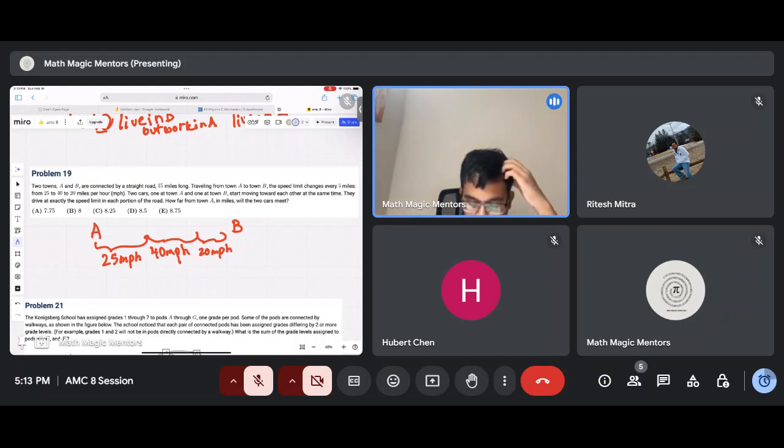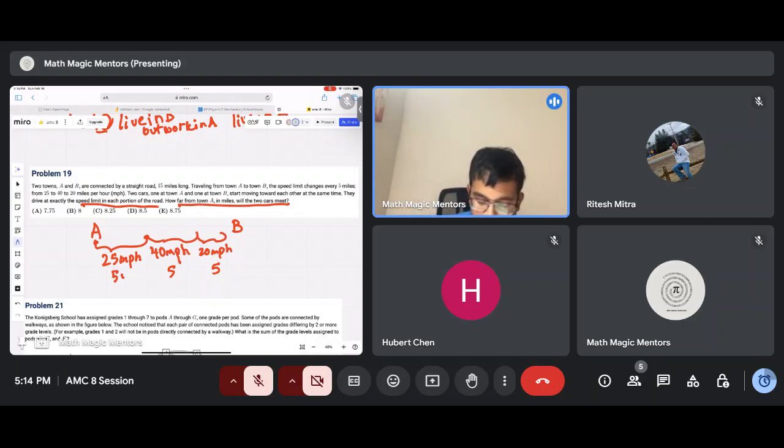Right. Okay. So we have to find the speed limit in each portion of the road. Or they drive at exactly the speed limit in each portion of the road. So we have to find when the cars will meet and the distance from town A. Okay. So we can see that visually. So this is 5 and this is 5. Yeah. So visually it looks like they're going to meet somewhere in between, right? So somewhere in between the 40 mph section, right? So we can see that. But exactly where is what we have to find, right?